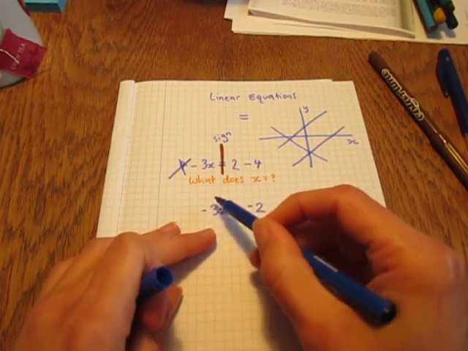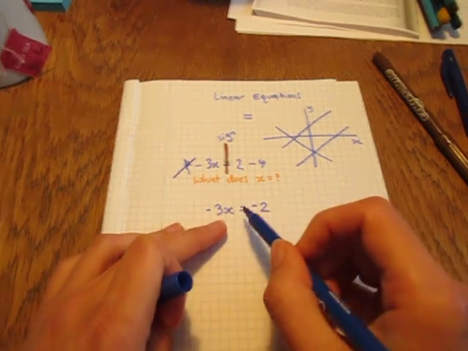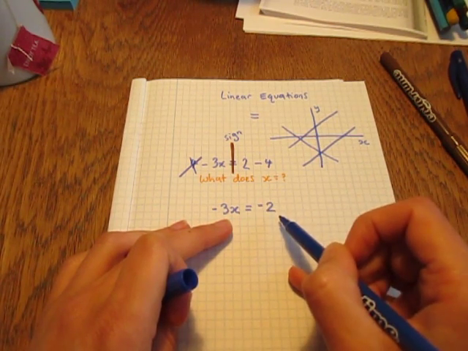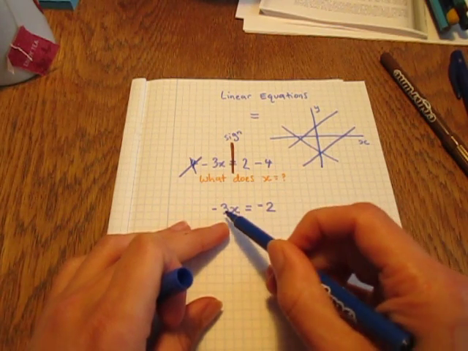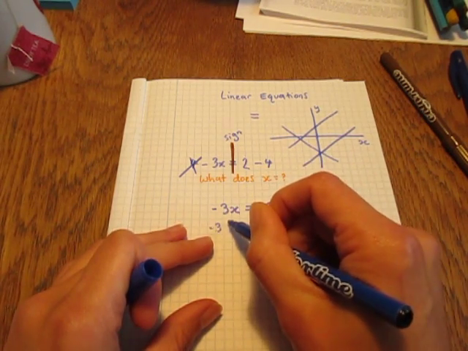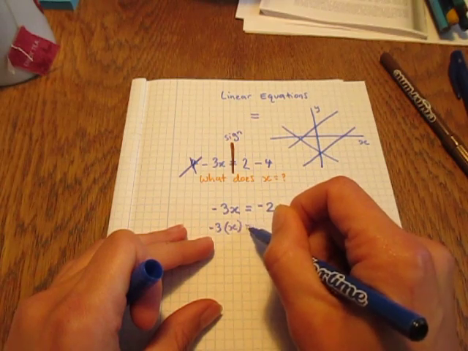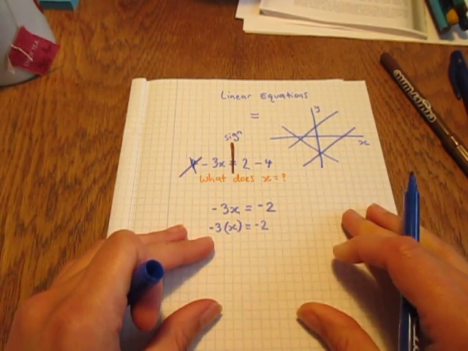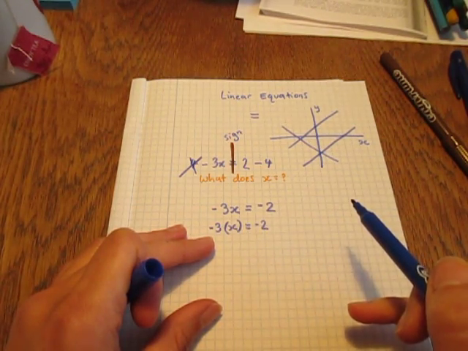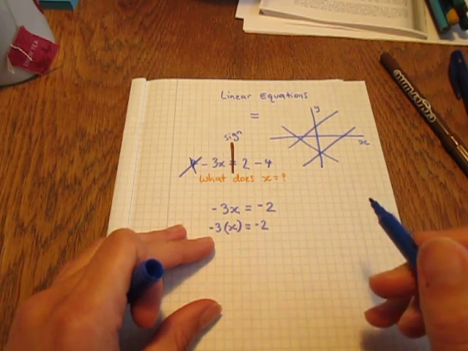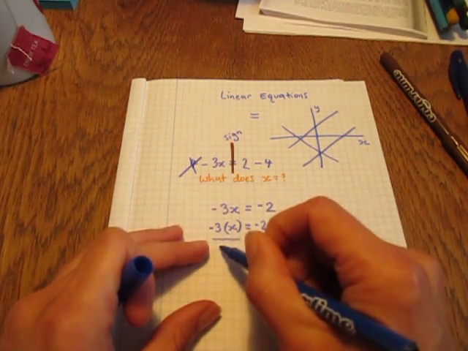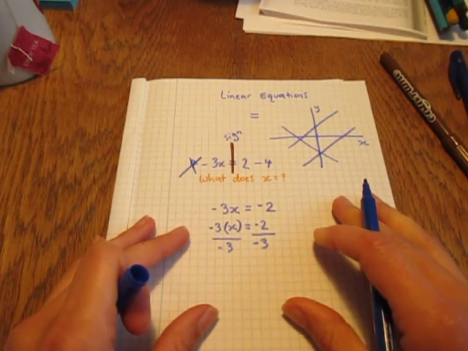And now this number here, it's not a like term, but we can still move it to the other side. And we can move it to the other side because this x has been multiplied by negative 3. So you see, we can also think of it like this: minus 3 multiplied by x is equal to minus 2. So I'm going to divide both sides of the equation by negative 3. So both sides have been divided by negative 3.